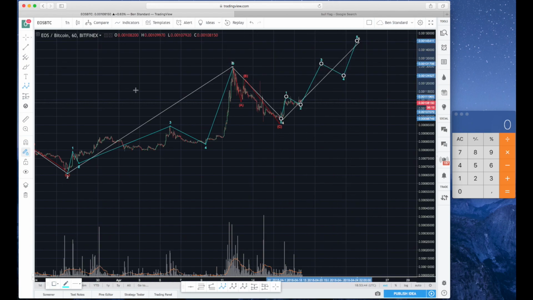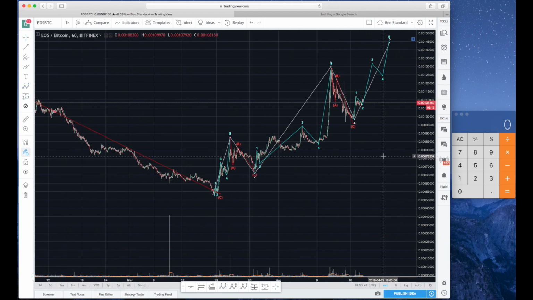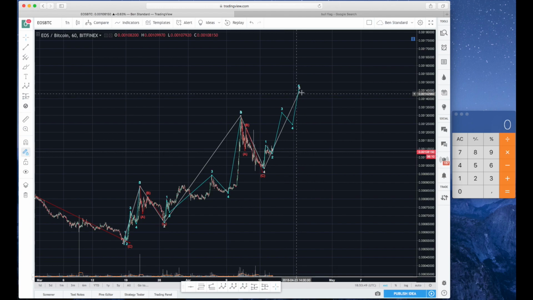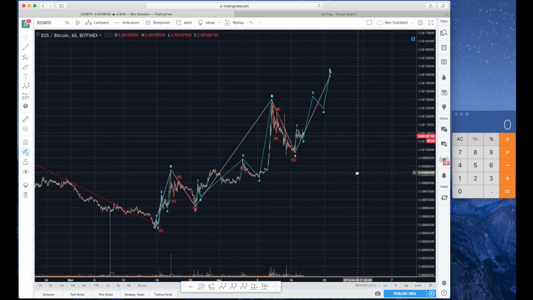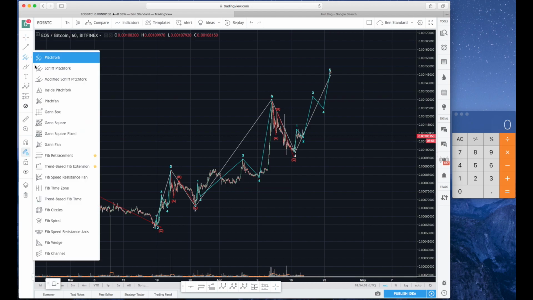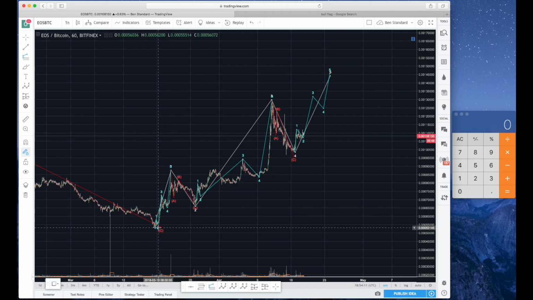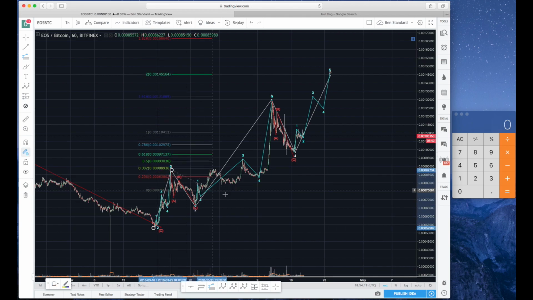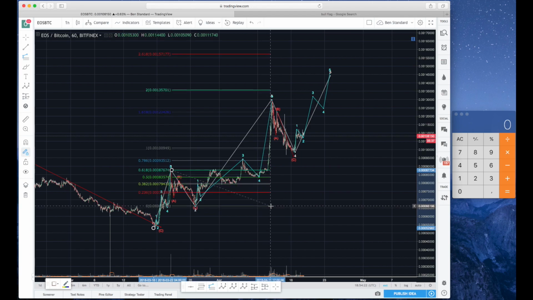Now the thing is, we don't know where to set the target, so we need to use the trend-based Fibonacci extension tool that you can find here. And then you take the bottom of the first wave to the top of the first wave to the beginning of the third wave.